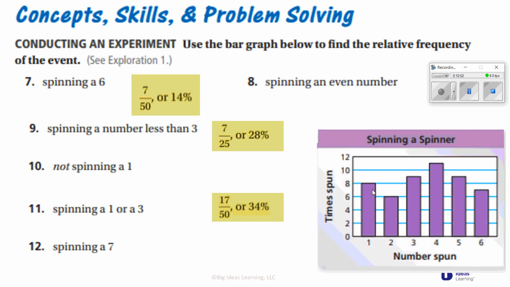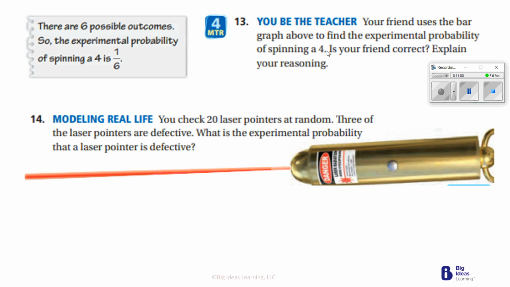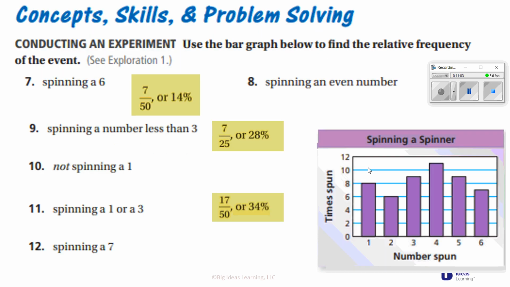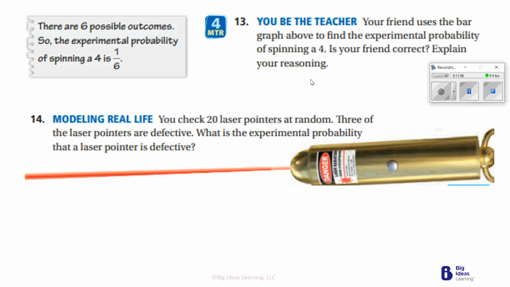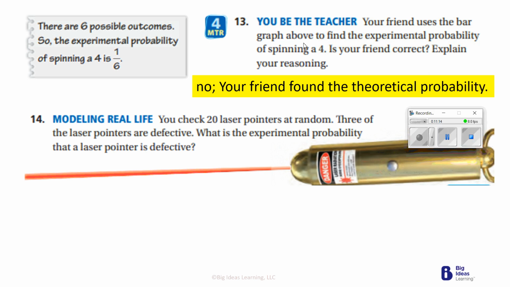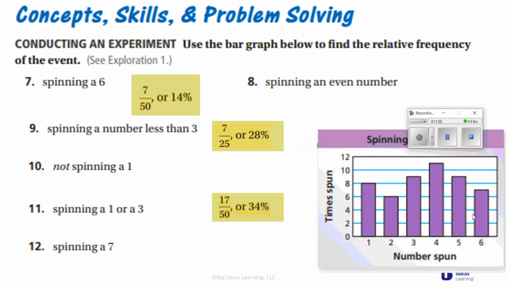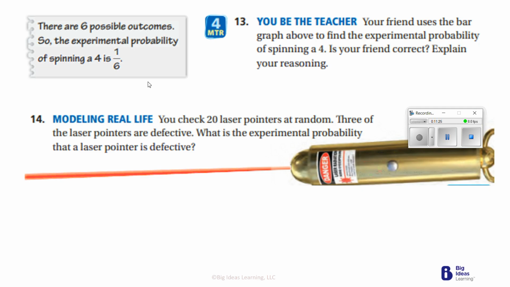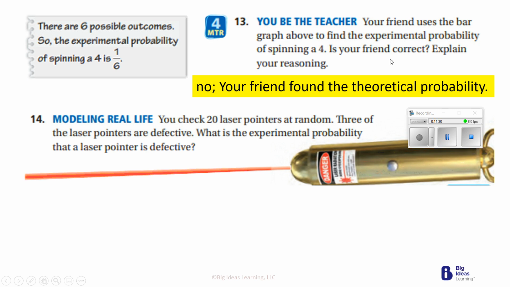Let's look at 4 one more time. 4 has, looks to me like 11, right? So spinning a 4, I would imagine, is really 11, that's 22%. I would say your friend is wrong. It says, no, your friend found the theoretical probability. And theoretical probability is, since the number 4 is one number out of 6, right? One number out of 6, that would be 1/6, but that's not what we did here. What we did here was the experimental probability.